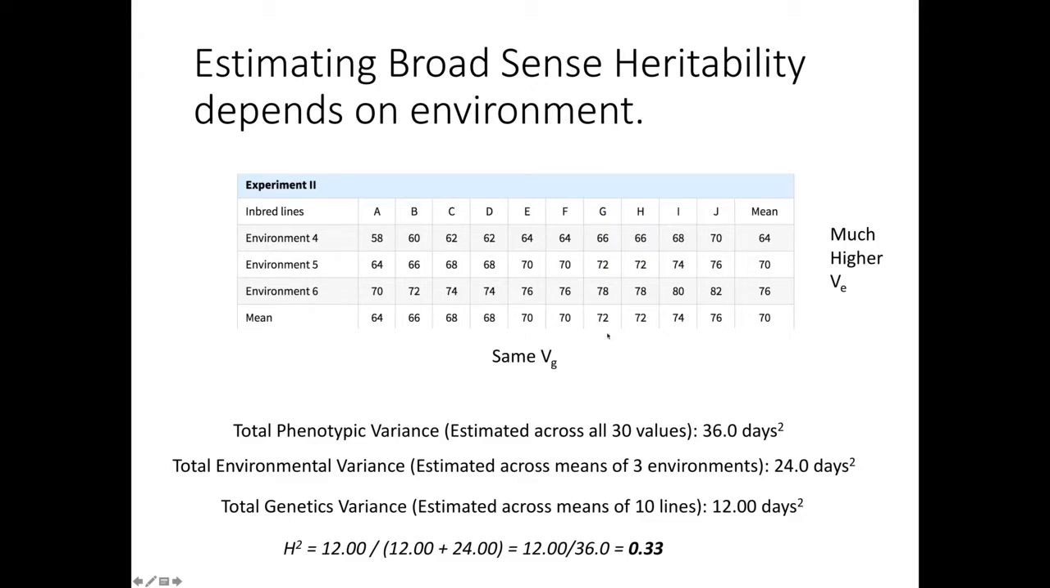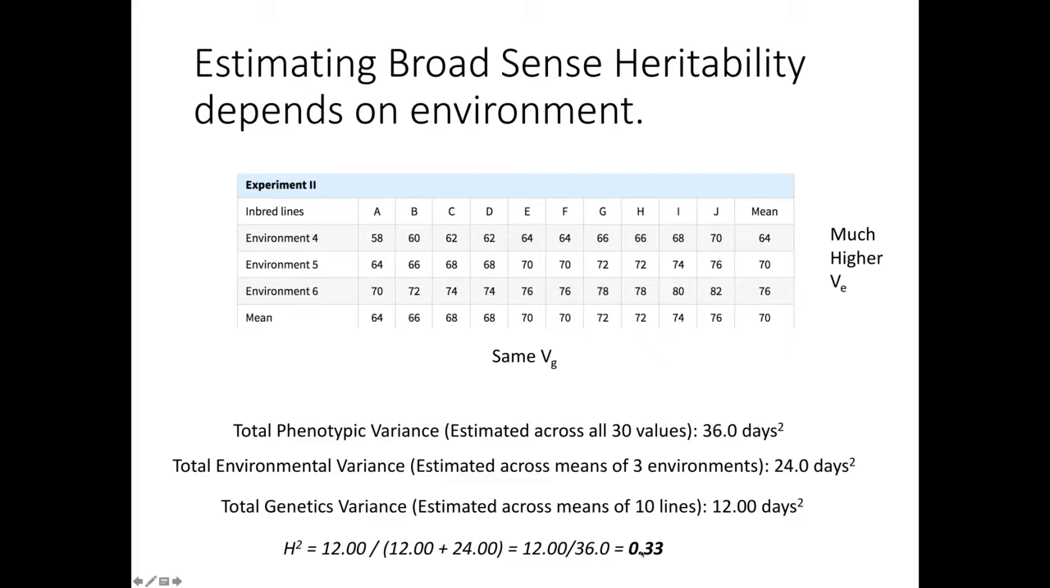So when one does the grand calculation of the total phenotypic variance, 36 days, and the total environmental variation, you get a much higher variance due to the environment, 24 days. The genetic variance is the same, 12, right? But if you calculate broad sense heritability, 12 divided by 12 plus 24, or 12 divided by 36, you get 0.33.